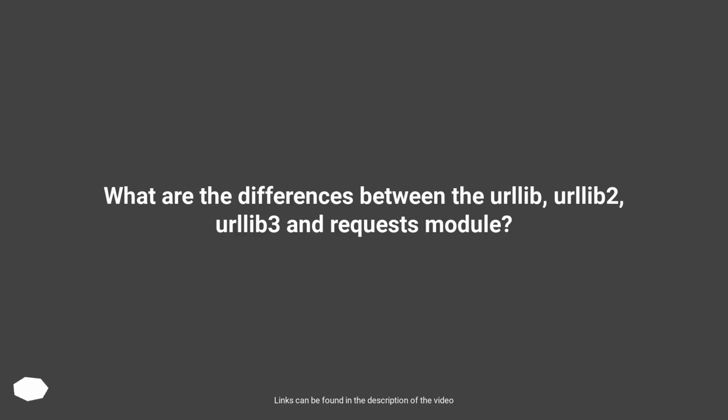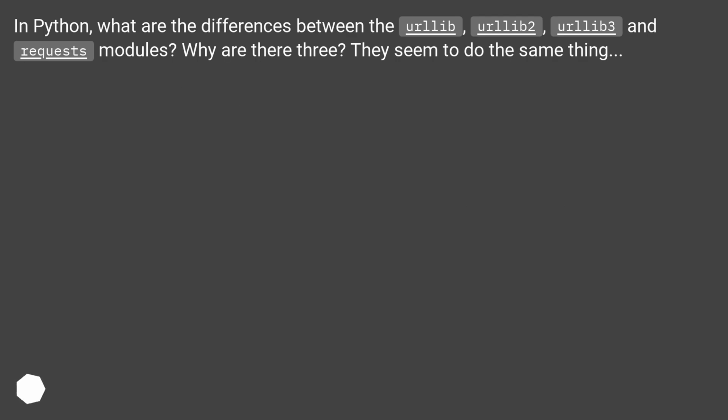What are the differences between the urllib, urllib2, urllib3 and requests modules? In Python, what are the differences between the urllib, urllib2, urllib3 and requests modules? Why are there three? They seem to do the same thing.